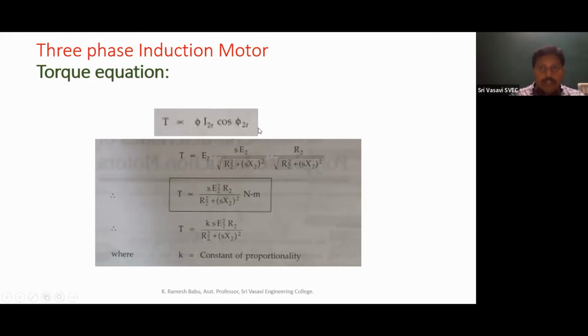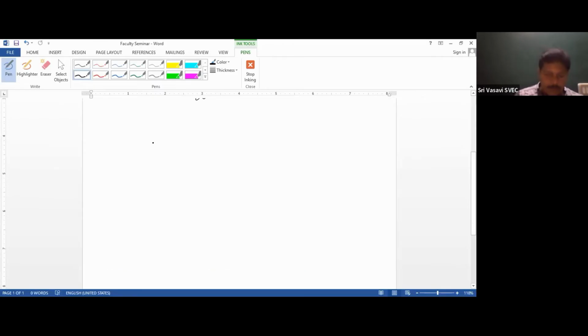We already know that φ is directly proportional to E1, the stator induced EMF, and E1 and E2 are related by the transformation ratio K, where K equals E2 by E1. So by using these two relations, I write the equation E2 is directly proportional to φ.